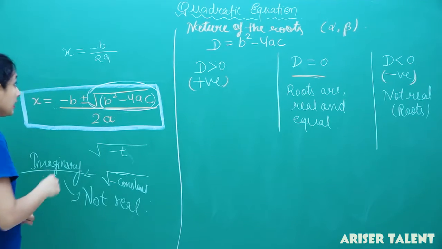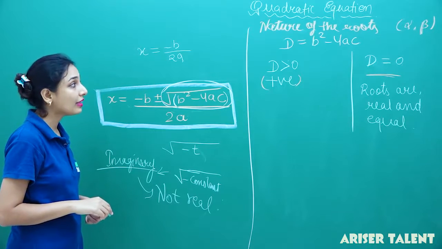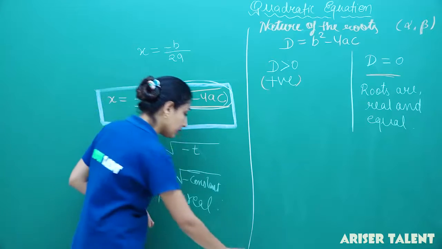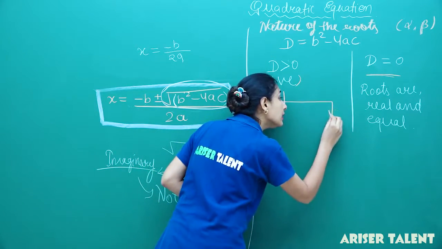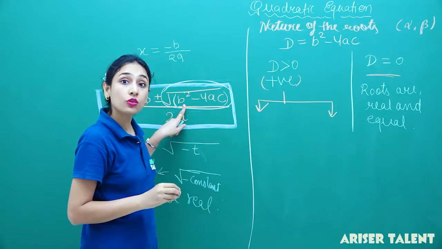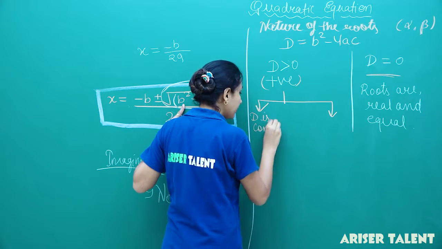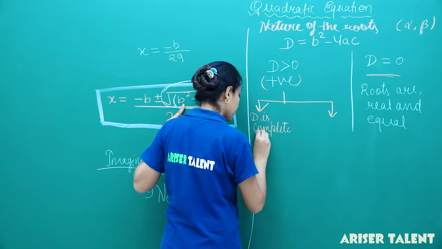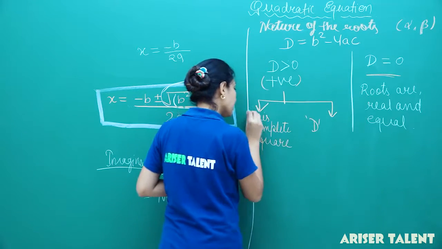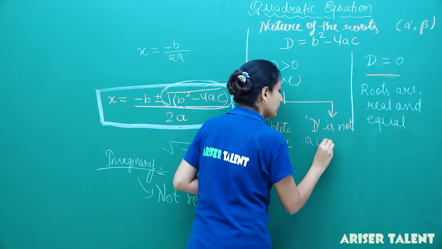Now, if this value is positive, two things can be done. Now, what are the two things? The first thing is, D is a complete square. And the second thing is what? D is not a complete square. Not a complete square.